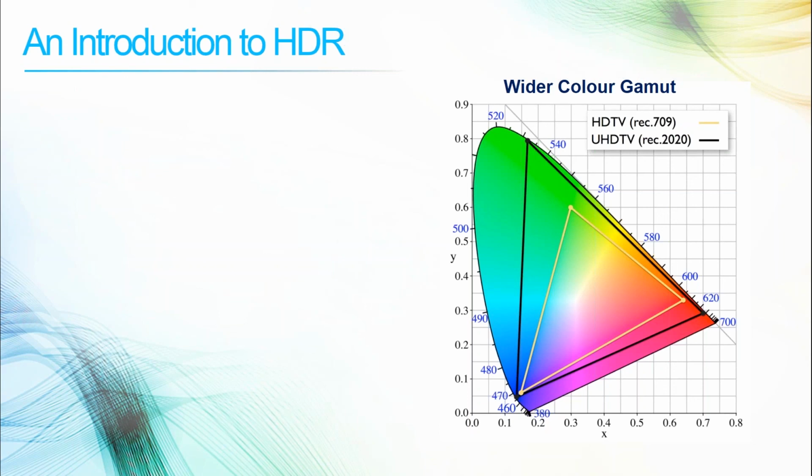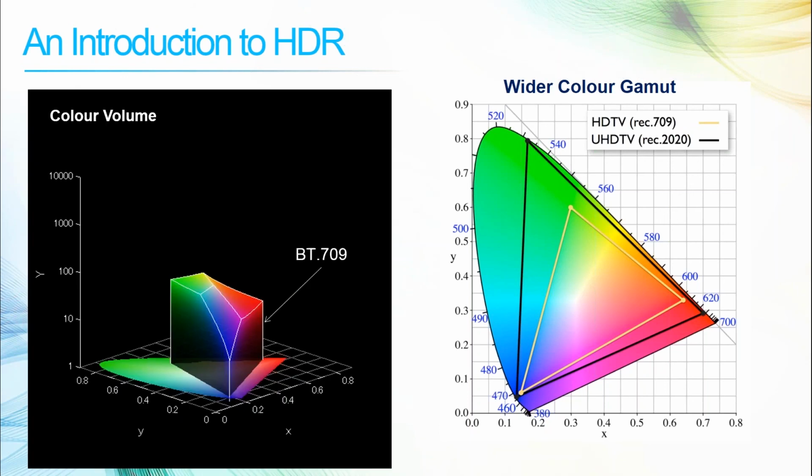Now, the Rec 2020 color space is a lot larger. Now, if we then start to think about this three-dimensionally, here's a chart, because color is actually a volumetric concept. It's not two-dimensional and it's not linear. We've got a volume that we can play around in.